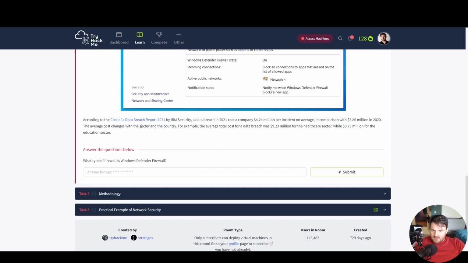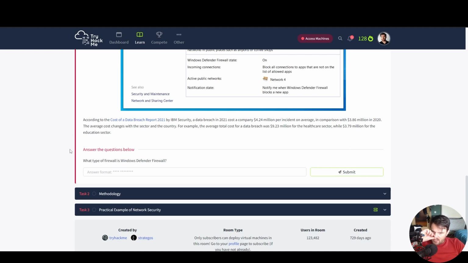According to the Cost of a Data Breach report in 2021 by IBM Security, a data breach in 2021 cost the company 4.24 million per incident on average, in comparison with 3.86 million in 2020. The average cost changes with the sector and the country. For example, the average cost for a data breach was 9.23 million for the healthcare sector, while 3.79 million for the education sector.